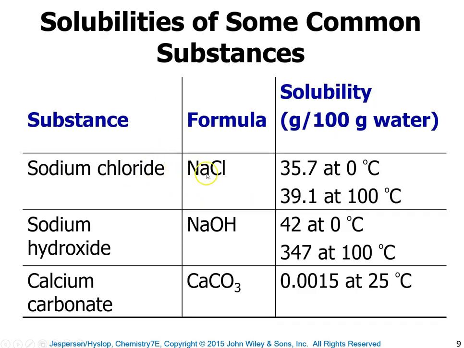So just to look at this as an example, here's a solubility chart looking at sodium chloride in water, in 100 grams of water. At 0 degrees, you can only get 35.7 grams of sodium chloride in, but you can bump that up to 39 if it's closer to boiling. So we get almost 4 extra grams of sodium chloride with a 100-degree temperature bump.